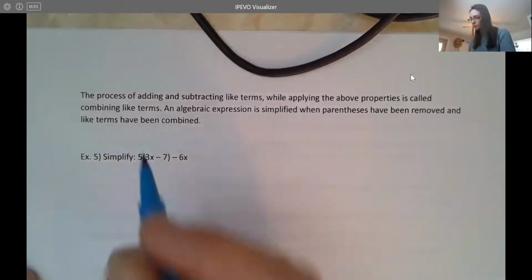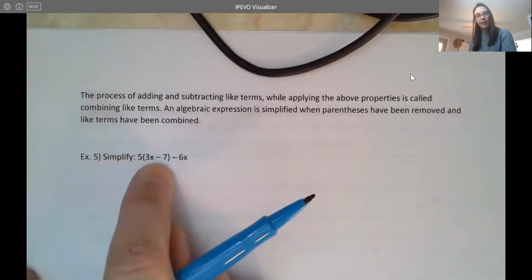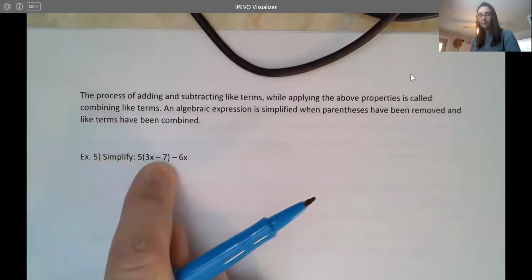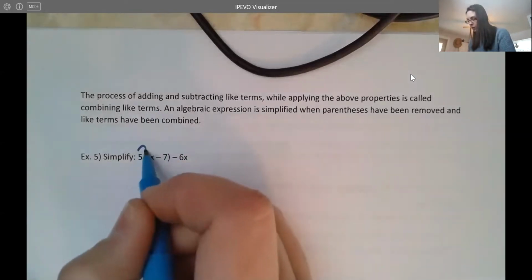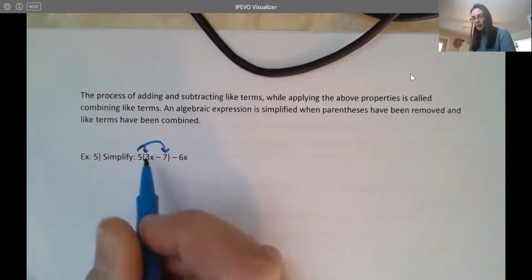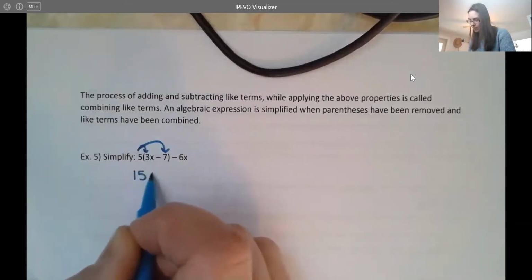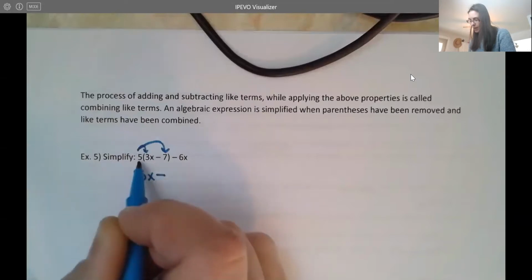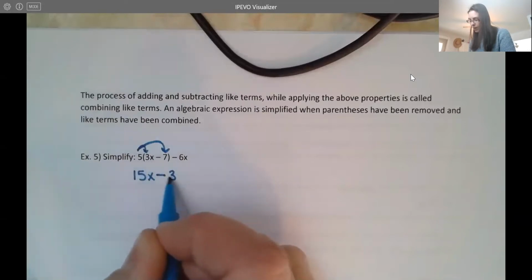So start there. Now, I cannot combine anything on the inside because these are unlike terms. We can only add or subtract things that are the same. So I start by distributing. 5 times 3x is going to be 15x. And I have the minus sign. And 5 times 7 is 35.